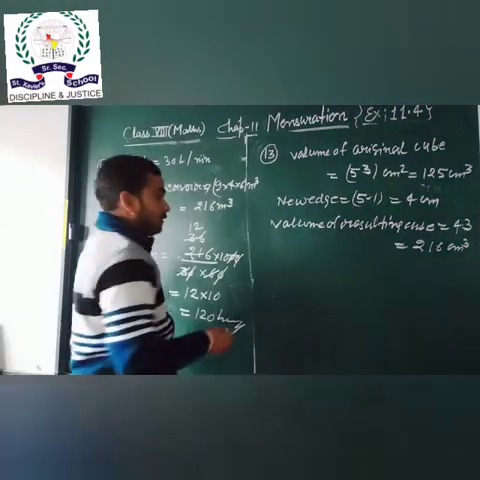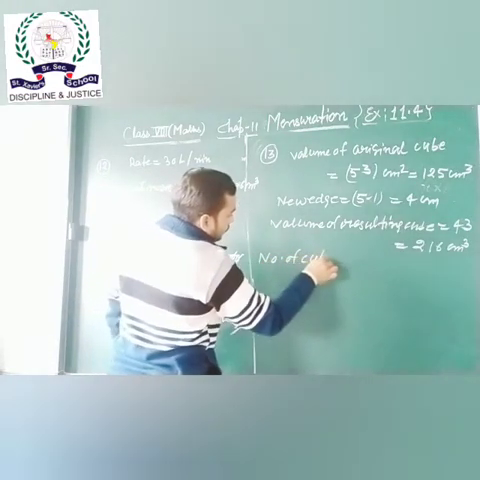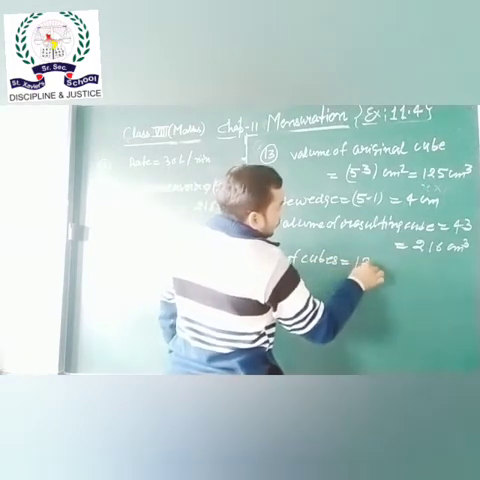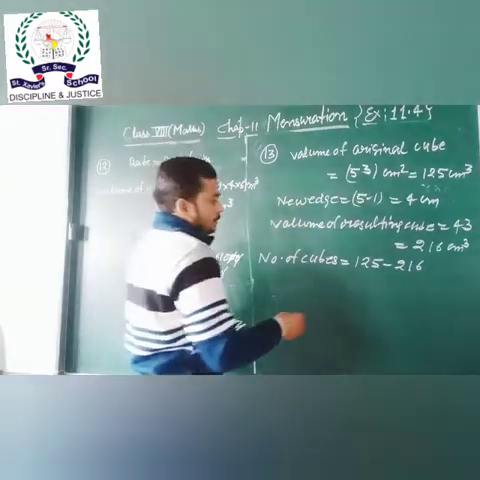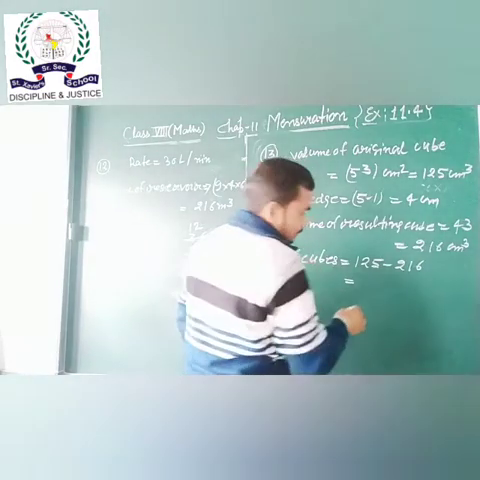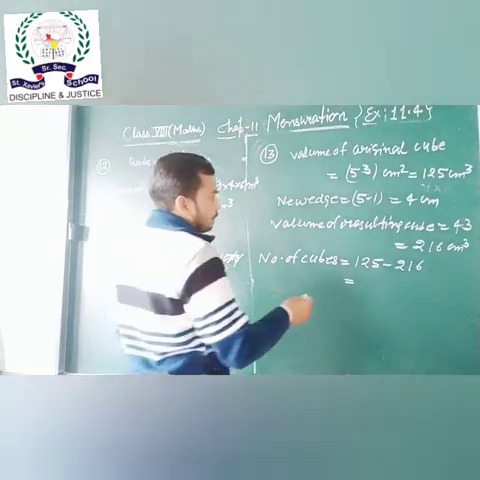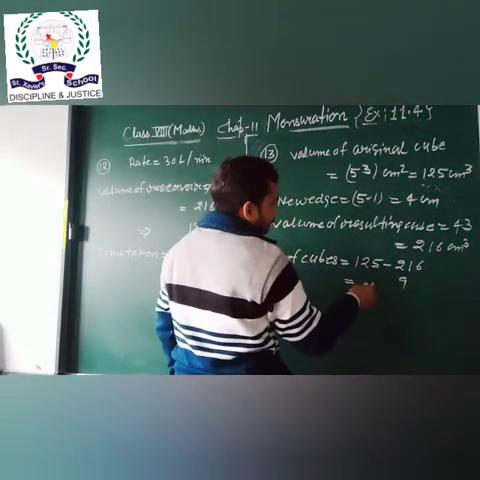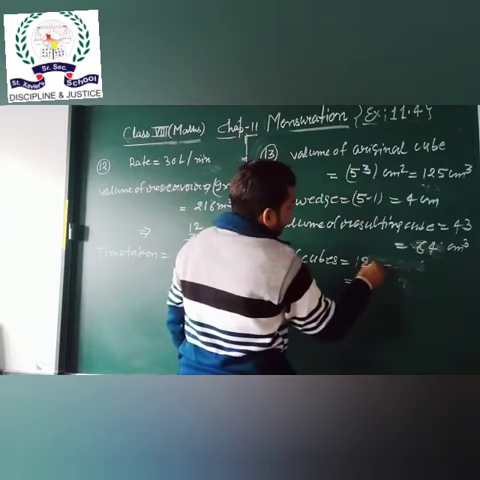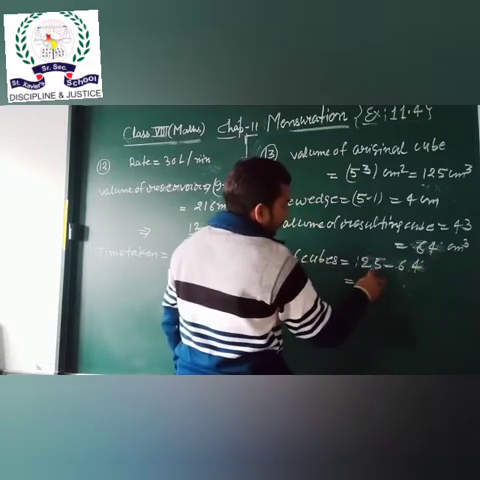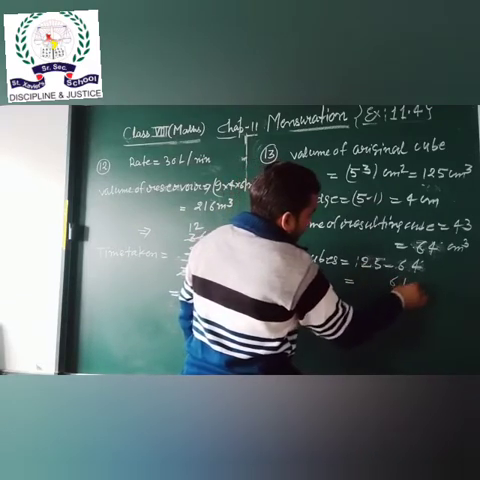Then how many 1 cubic centimeter cubes? So number of cubes equals 125 minus 64. 4 4s 64, 64. 125 minus 64. 5 minus 4 is 1, and 12 minus 6 is 6, so 61.